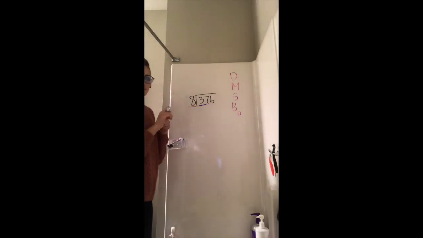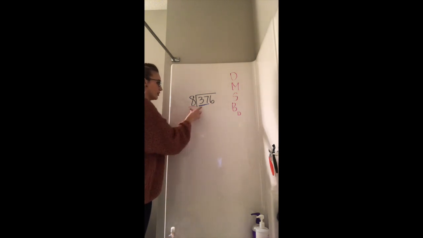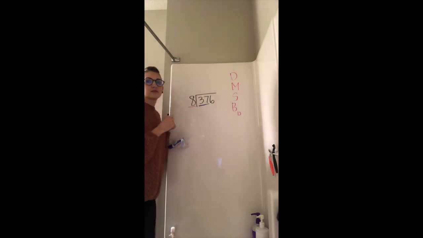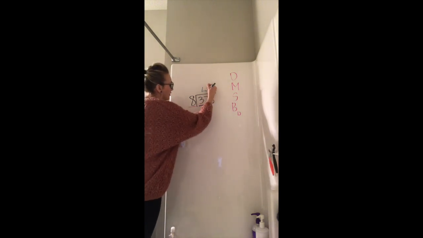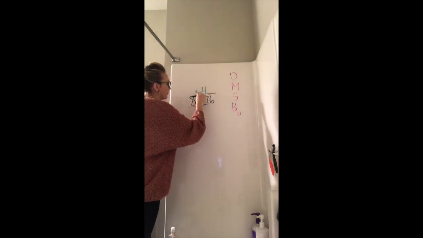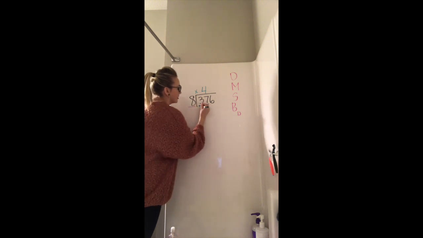I want you to look in your 8 column. How close can you get to 37 without going over? We need a smaller number than 37, but as close as we can get. So, if you looked, you should have found a 4. 4 times 8 is 32.